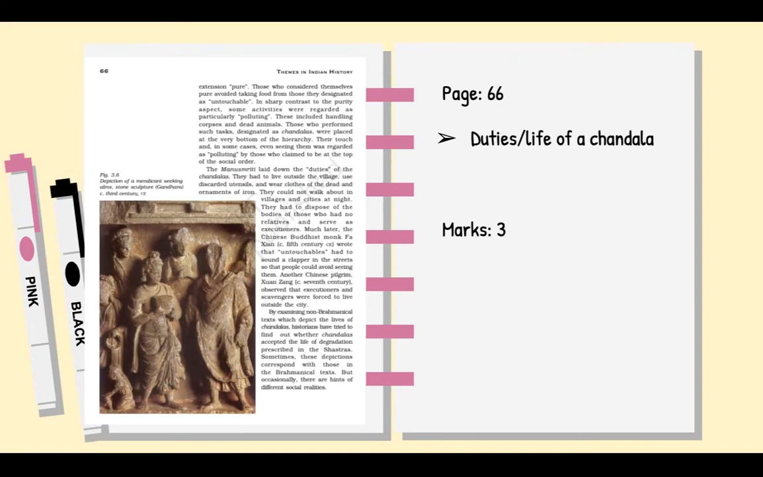Then when you look at page 66, it mainly focuses on the Chandal. Chandal is kind of outside the Varna system. They are considered as untouchables. What was their status in society? What were their duties? And some foreign travelers who talked about them. So you can get 1 markers here in terms of objective type questions, or you can get 3 mark questions as well.